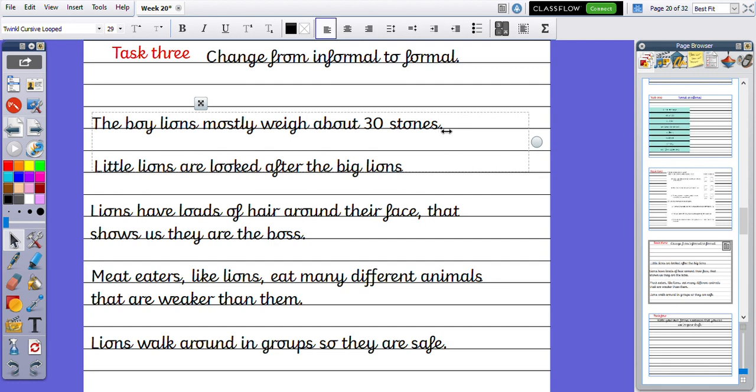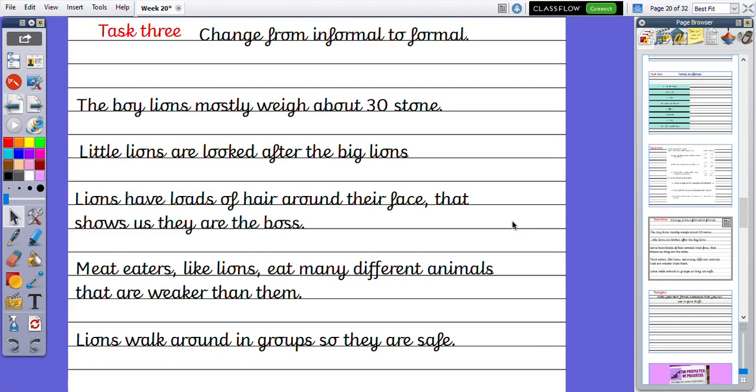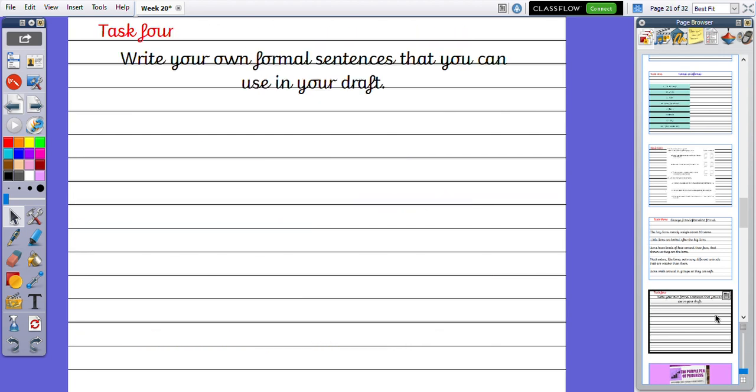Little lions are looked after by the big lions. Lions have loads of hair around their face. That shows us they are the boss. Meat eaters, like lions, eat many different animals that are weaker than them. Lions walk around in groups, so they are safe. So you need to take those informal sentences and make them formal. And then finally, task 4 is to write your own formal sentences that you might even be able to use in your own draft.